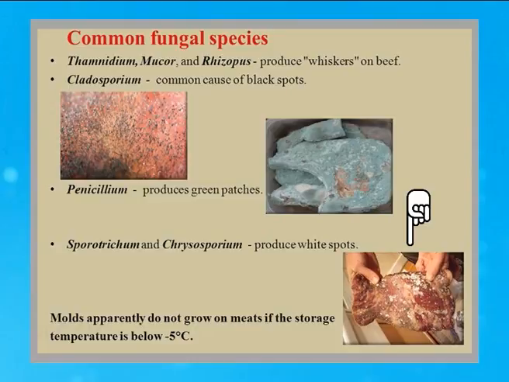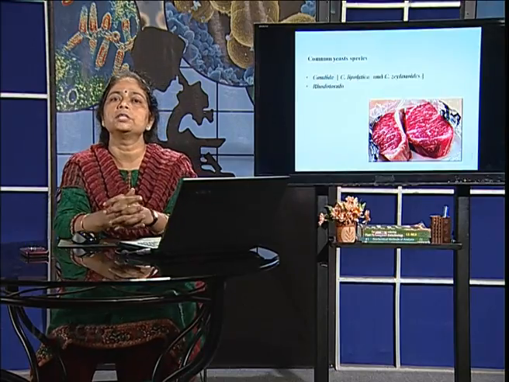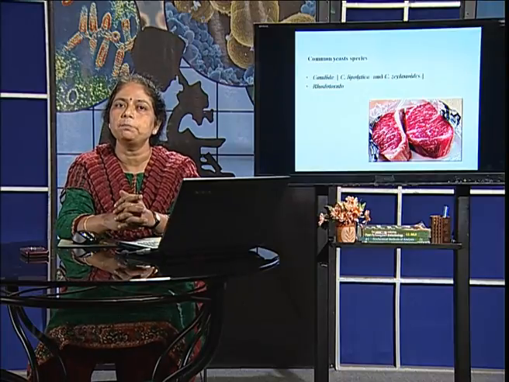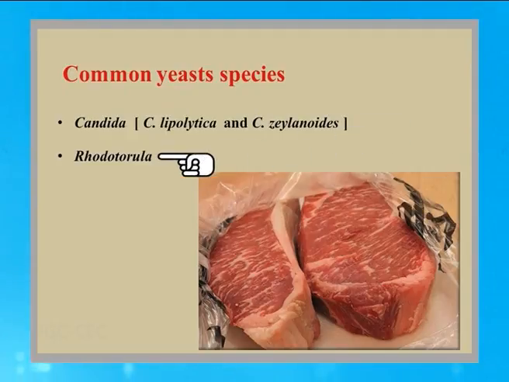One thing should be taken into account: molds apparently do not grow on meats if the storage temperature is below -5 degrees Celsius. Therefore, if you are able to maintain the temperature, you can inhibit the spoilage that is being caused by fungi. Coming to the different species of yeast that can spoil the meat, they can be different species of Candida, especially Candida lipolytica and Candida zeylanoides. Also, the species of Rhodotorula are responsible microorganisms which cause the spoilage of the meat.